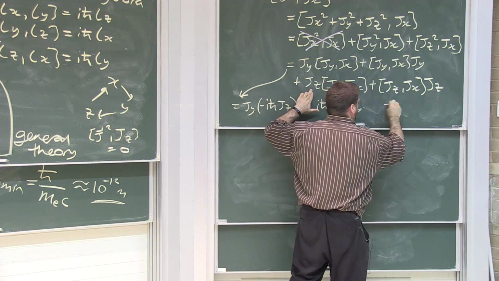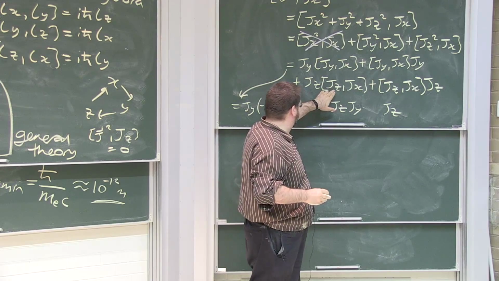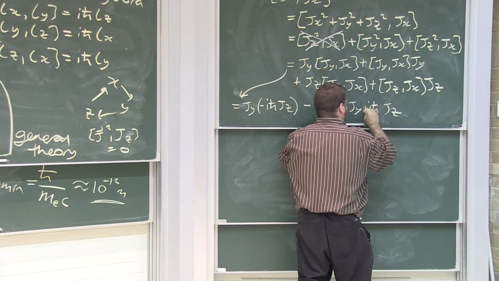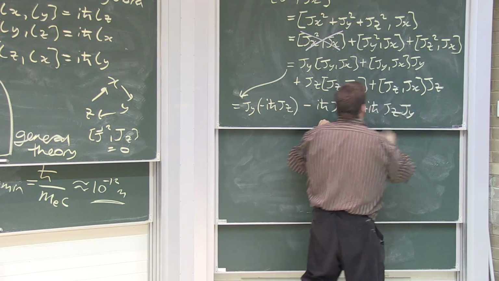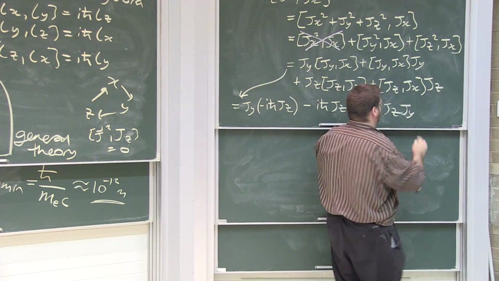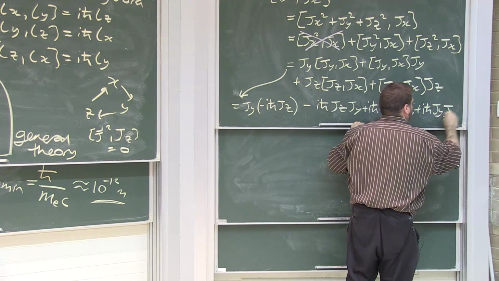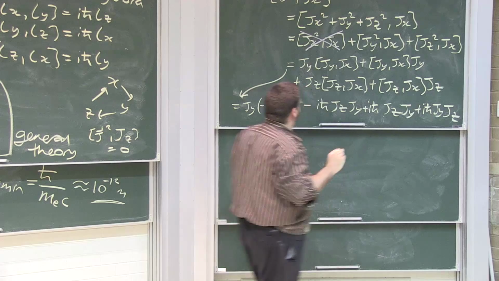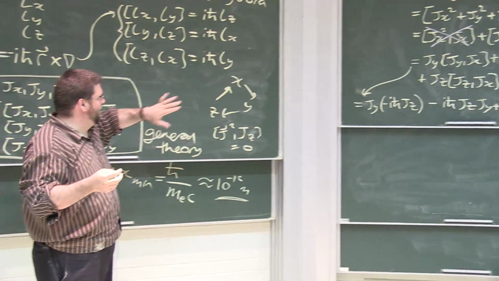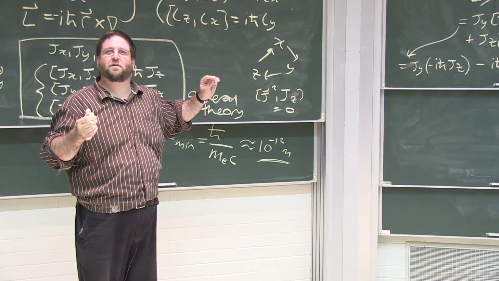So here we have Jz. This is in cyclic order. Z and X will give iħ with a plus times Jy. And lastly, Z, X will give iħ Jy, and the Jz hangs on for the ride. Now, I kept asking you to look for errors and holes in the argument. Have I got that right? And if not, where have I screwed up?